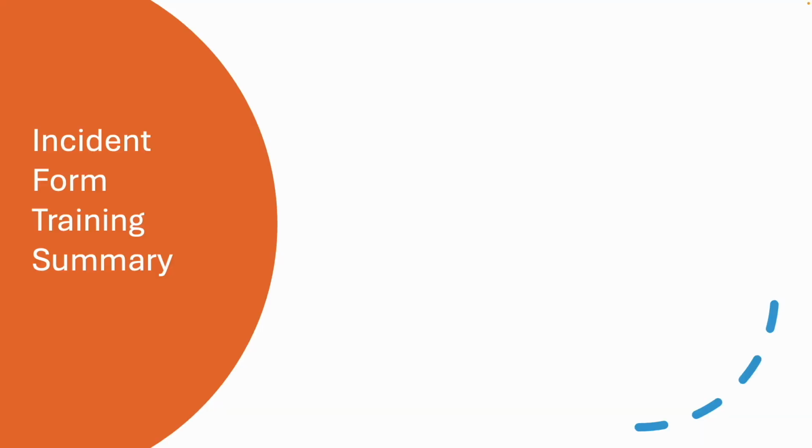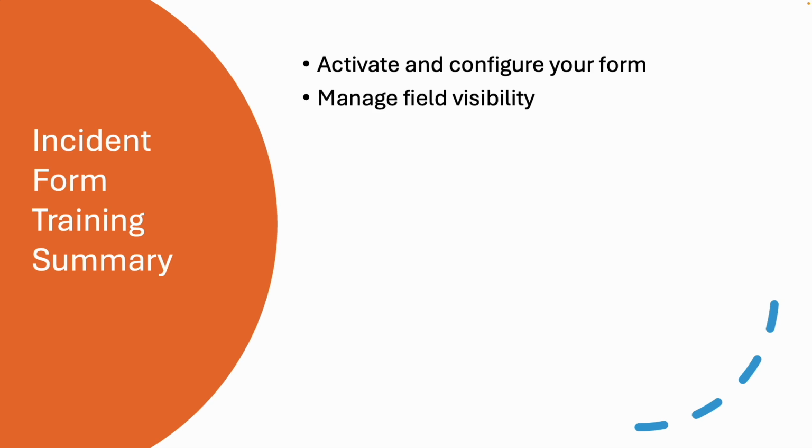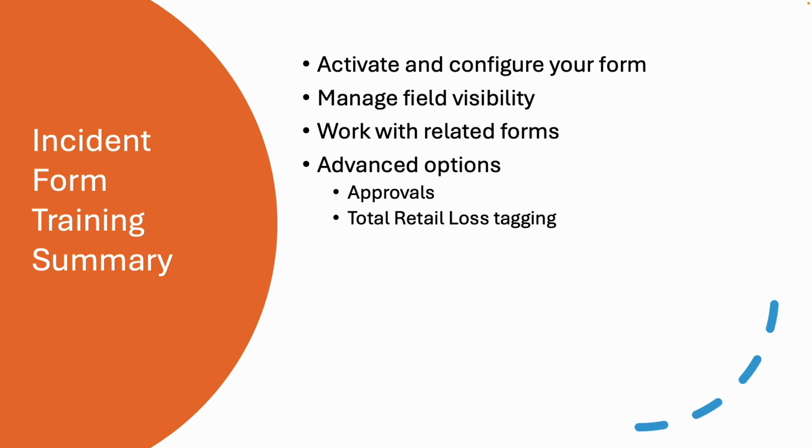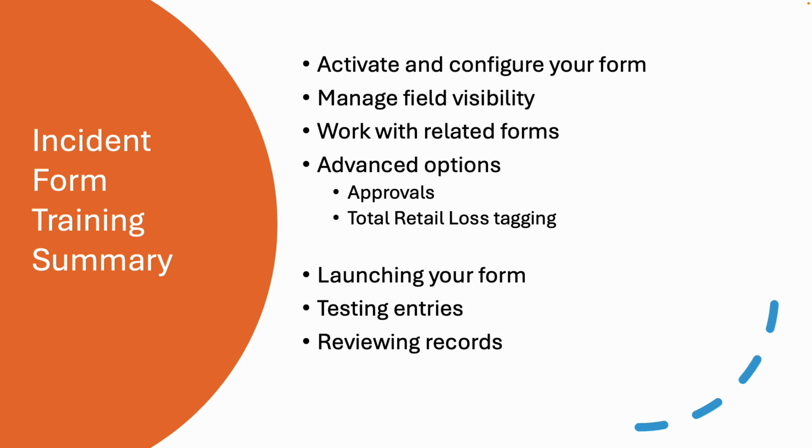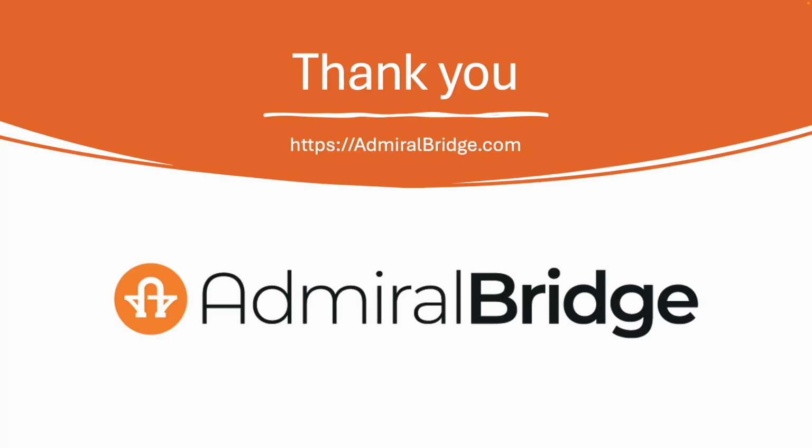You've now completed the AdmiralBridge incident form training. We covered how to activate and configure your form, manage field visibility, work with related forms, and apply advanced options like approvals and total retail loss tagging. We also walked through launching your form, testing entries, reviewing records, and generating the incident report PDF. With these tools in place, your team can capture incidents more efficiently, maintain accurate records, and strengthen your organization's loss prevention efforts.